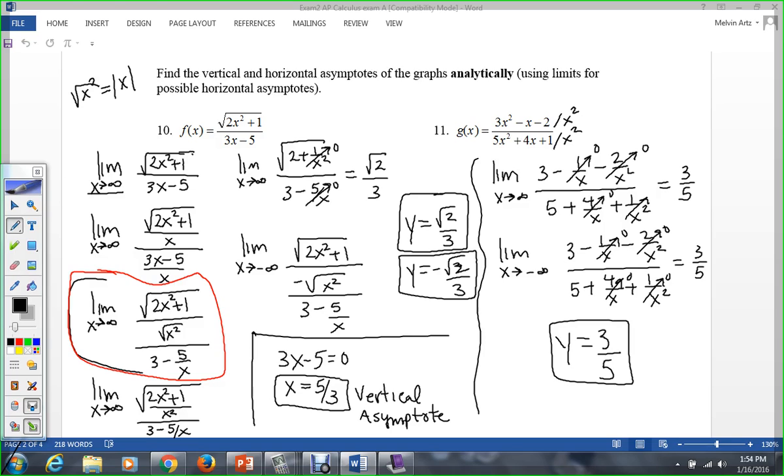And on number 11, you could graph that to see if it ever equals 0, but since it's all plus signs there, it appears that that would never equal 0. So it doesn't appear that those, for g of x, that doesn't appear it's going to have any vertical asymptotes.